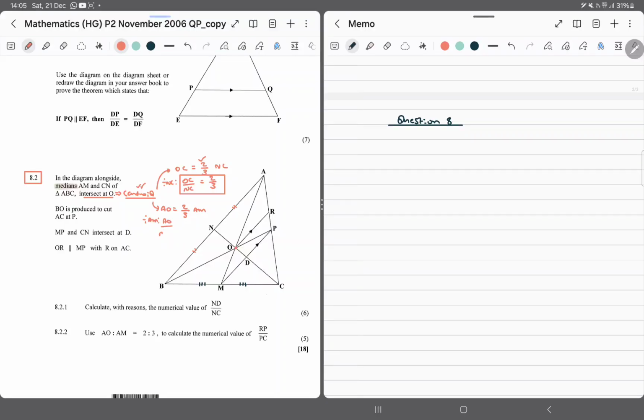And if we divide by AM, we will have AO over AM, giving us 2/3. So again, guys, this is very key. We need to know these kinds of things.